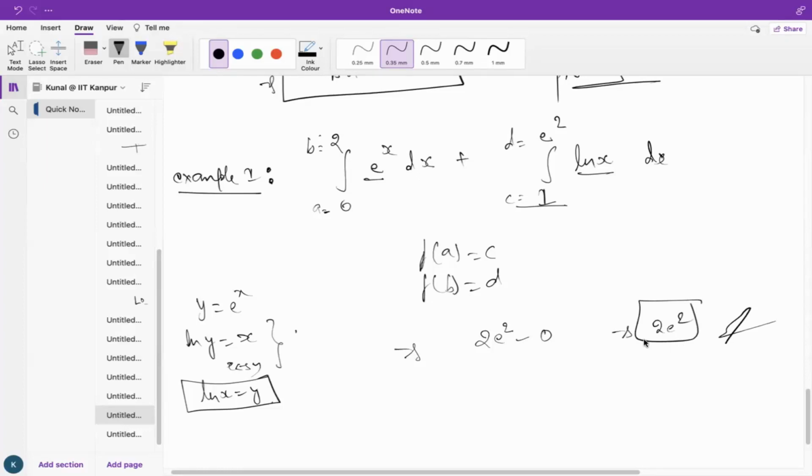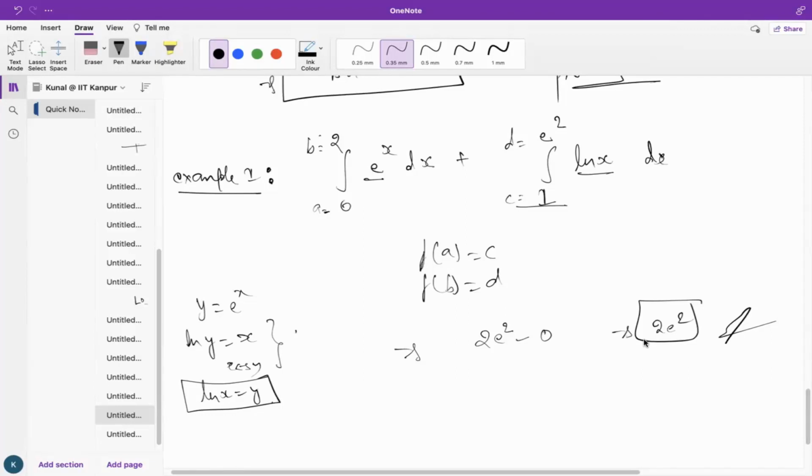I hope you'll all understand this. What I'm trying to say is, let's move on to the next example, which is integrating the tan inverse of x from 1 to 3.